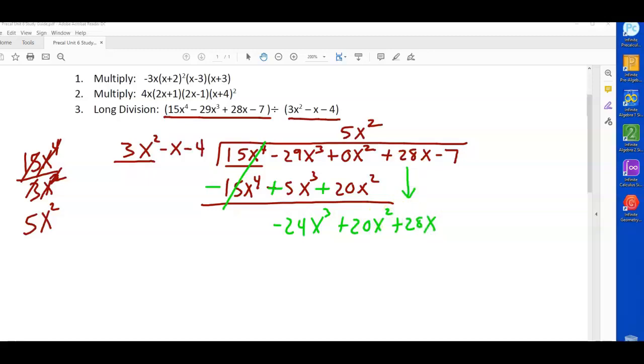And we repeat the process. So now I ask myself, how many times does 3x squared go into negative 24x cubed? 3 goes into negative 24 negative 8 times, and x squared goes into x cubed x times. And then I'm going to multiply my negative 8x times all three of those and put my answer here. So let's do that.